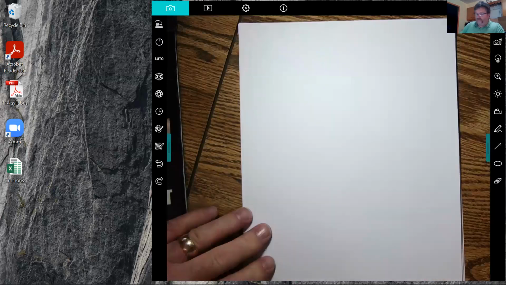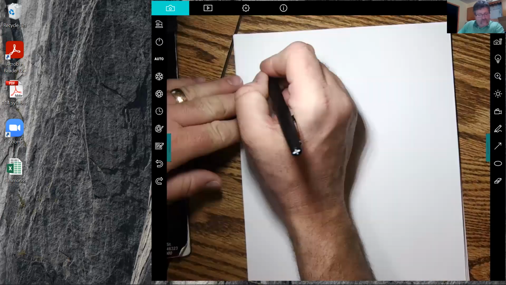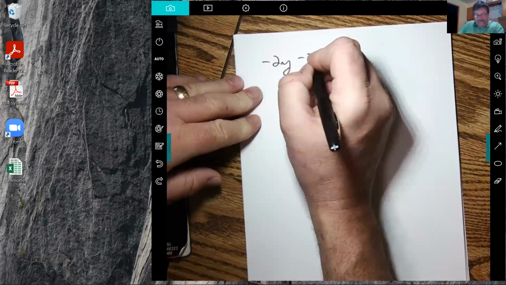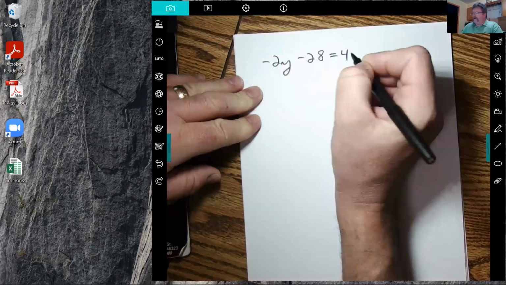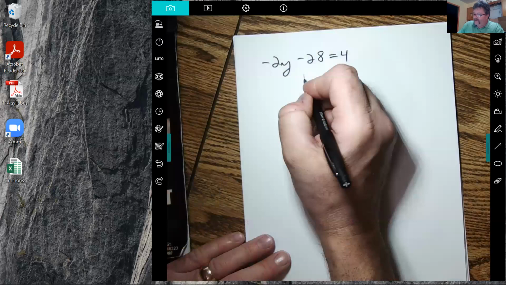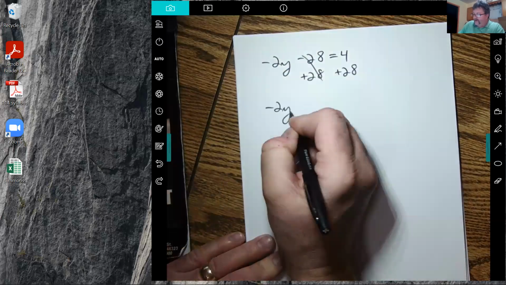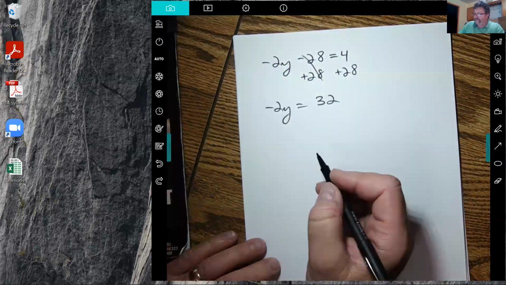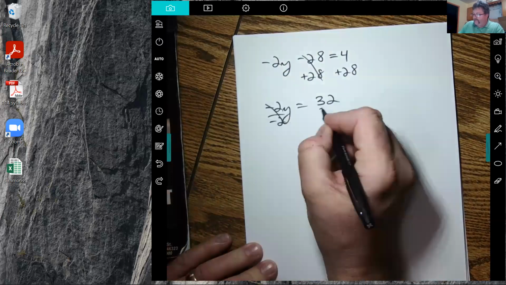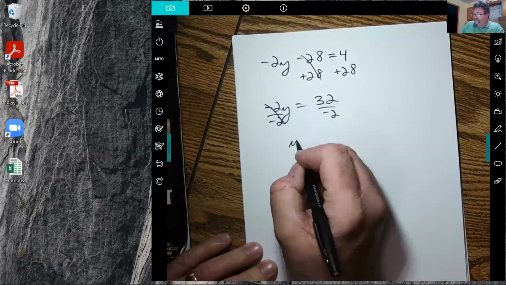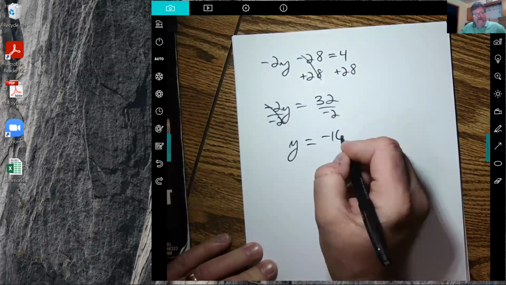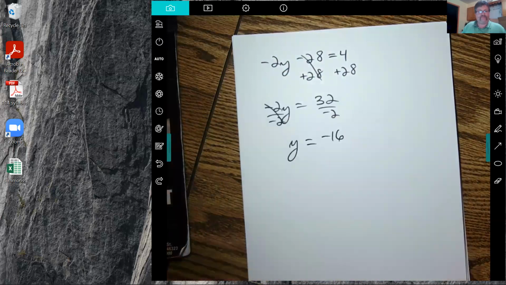All right, that was pretty good. How about this one? Negative 2y minus 28 equals 4. We're going to tackle this minus 28 first by adding it to both sides. Negative 2y equals 32. Divide by that coefficient in front of y, which is a negative 2 in this case. Y equals negative 16. Okay.